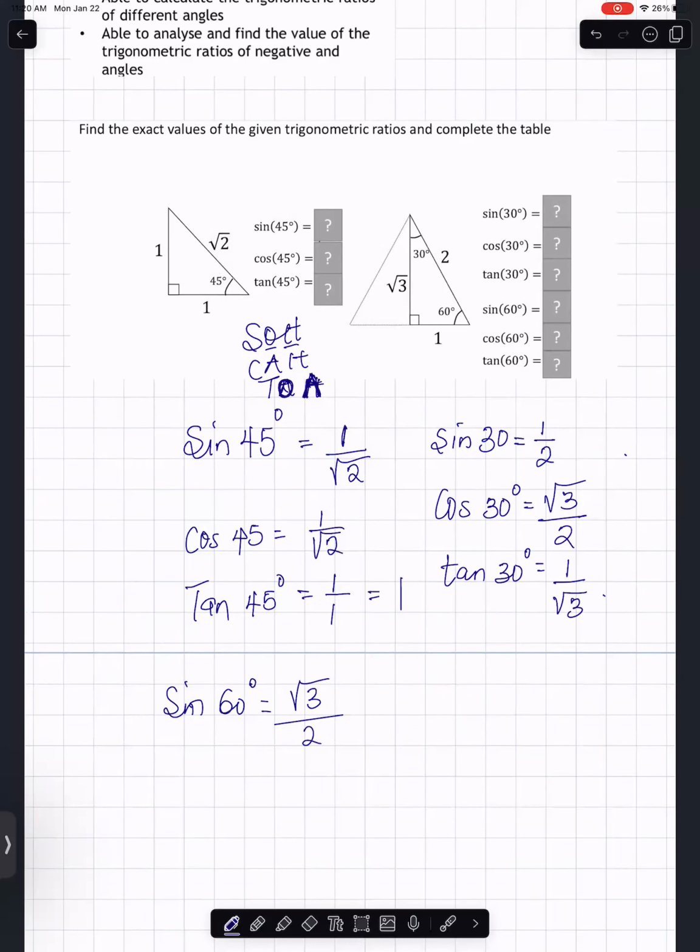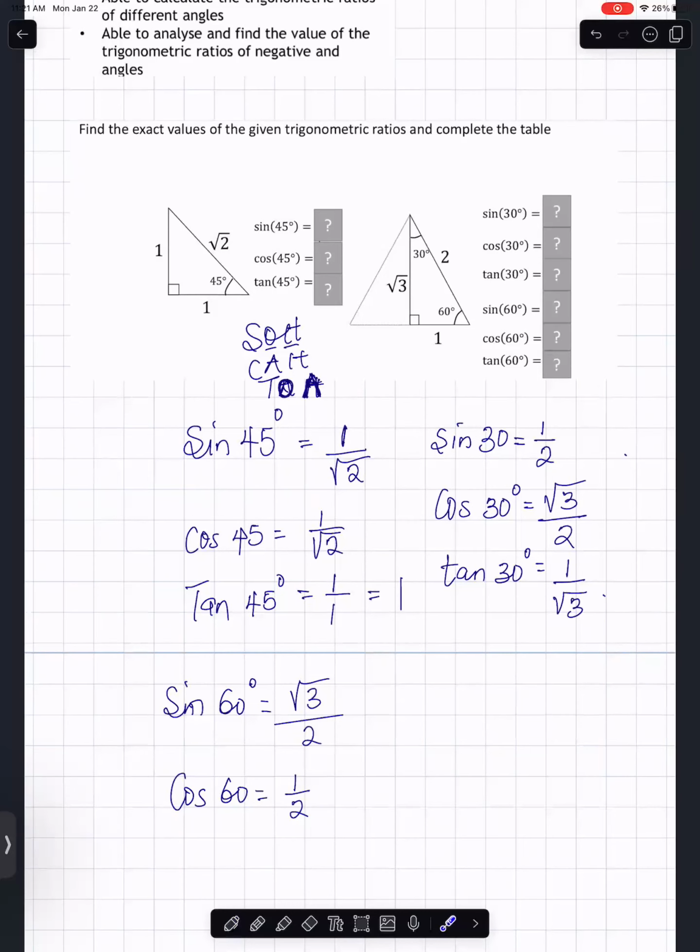We have the same for cos 60 degrees. Cos 60 degrees is what? Adjacent by hypotenuse. So the adjacent to 60 is what? 1 divided by 2. So cos 60 degrees and sine 30 degrees are the same. So take note of that. Sine 30 degrees is equal to cos 60 degrees.